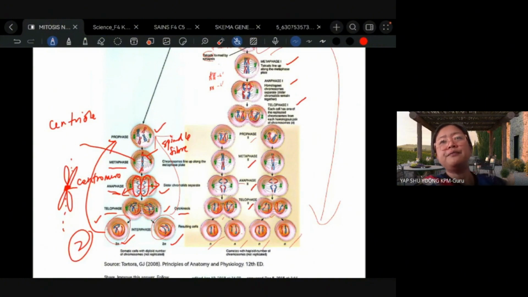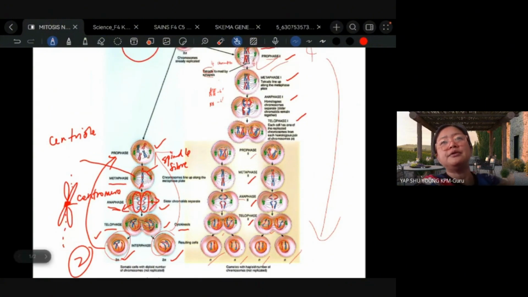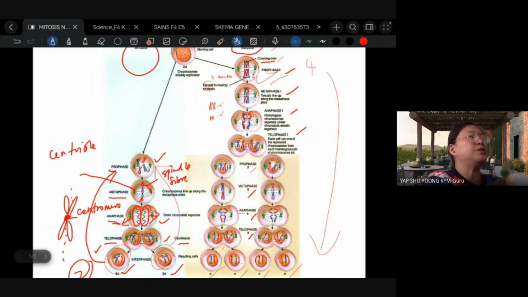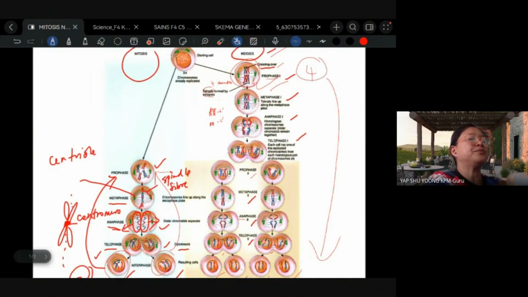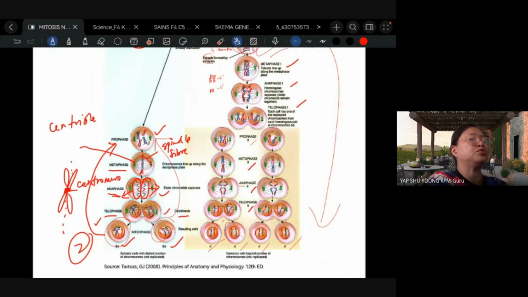Unique means different compared to one another, and also different compared to the parent cell. So you must remember, from 4 chromosomes it will become 2 chromosomes, and 4 daughter cells are produced. This is 2 daughter cells produced, 4 daughter cells produced.